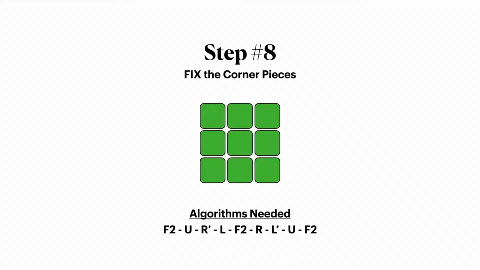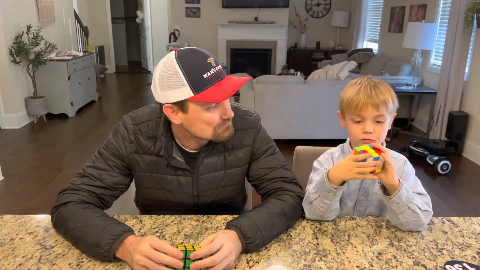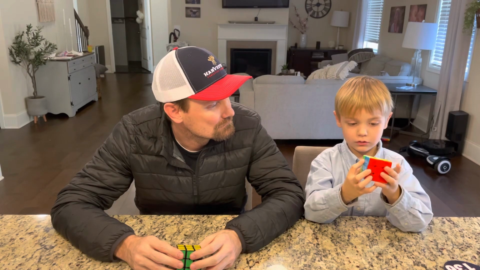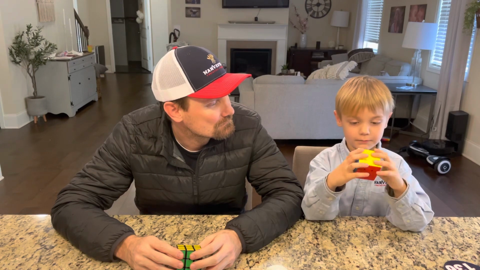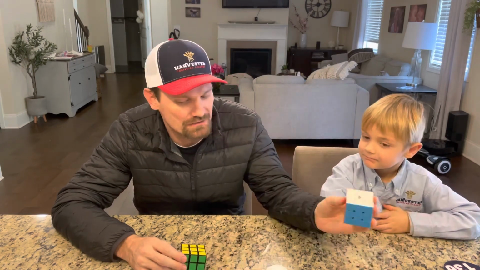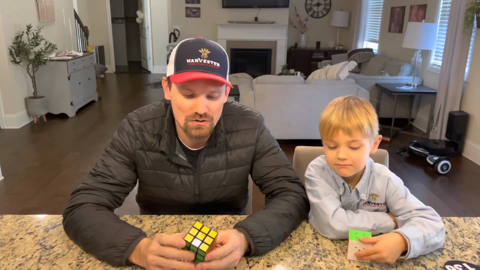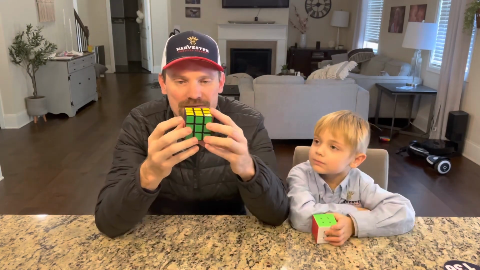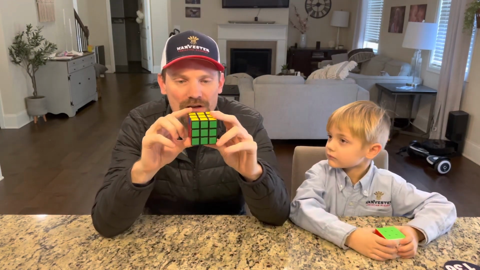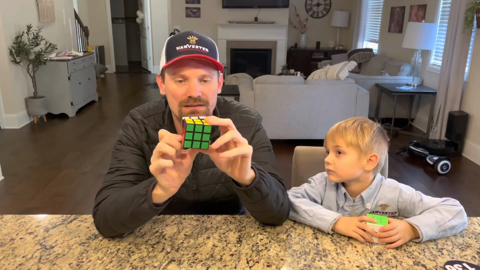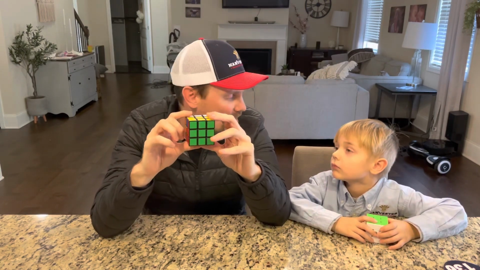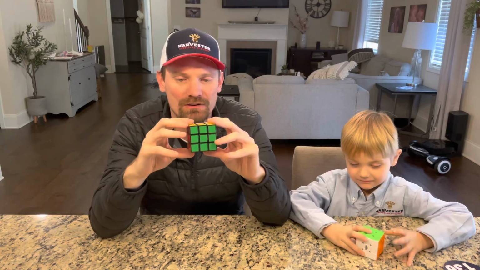F2, and then U. Mine's solved now. So yours is all done. Let's see if I can do mine. So I've got my green side facing away, it's solved. I'm gonna do F2, which is the front, counterclockwise twice. No, I mean clockwise twice, I'm sorry. It wouldn't matter either way, it would have been fine.